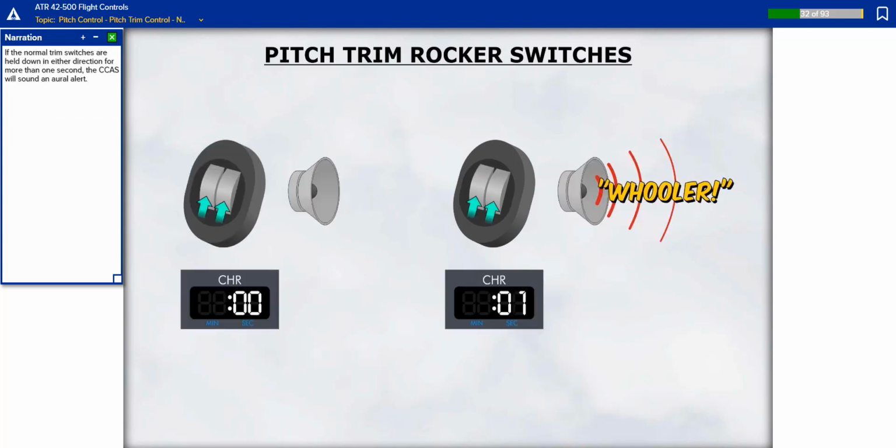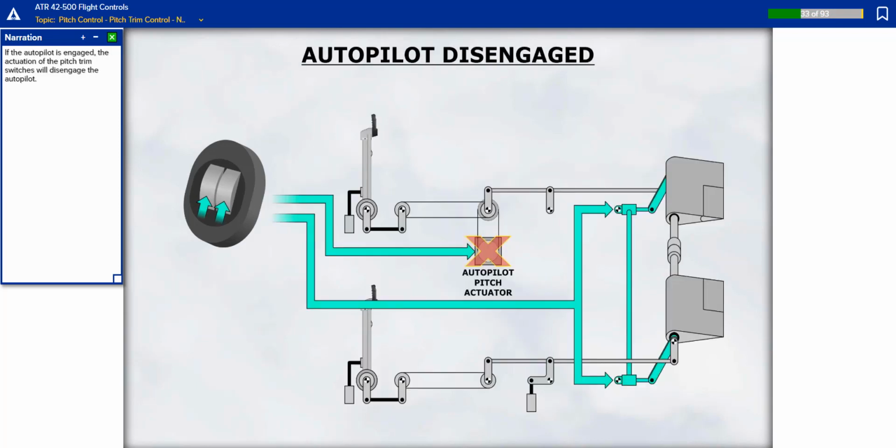If the normal trim switches are held down in either direction for more than 1 second, the CCAS will sound a runaway trim alert. If the autopilot is engaged, the actuation of the pitch trim switches will disengage the autopilot.